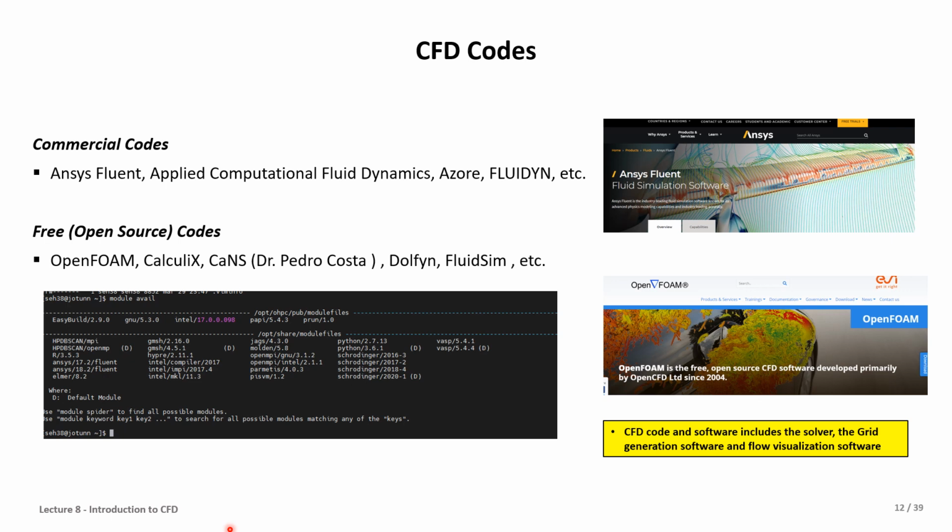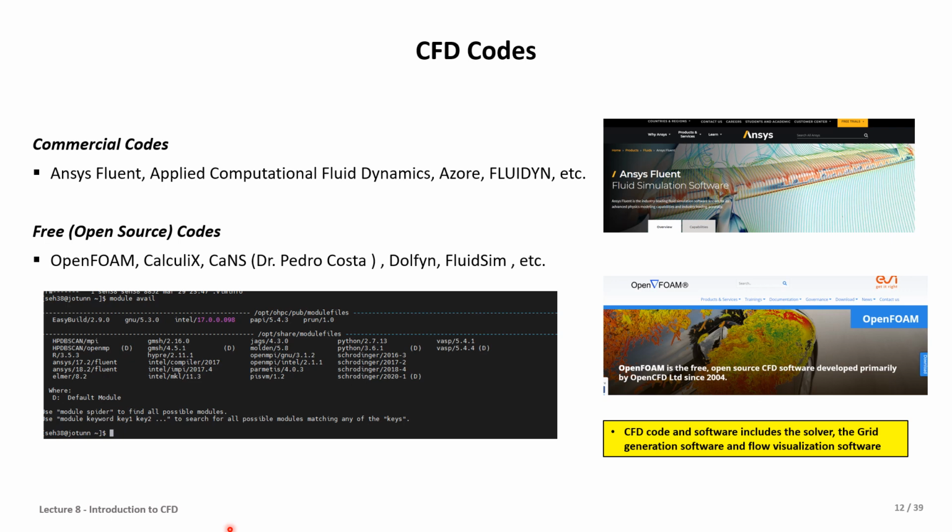CFD codes. To apply CFD, we need to have codes or solvers to solve the problem. There are two main categories, commercial codes and open source codes. The commercial codes include ANSYS Fluent, Applied Computational Fluid Dynamics, Azure, Fluidyne, and etc. From the open source ones, we have OpenFOAM, CalculiX, Code_Saturne, Dolfin, FluidSim, and etc.